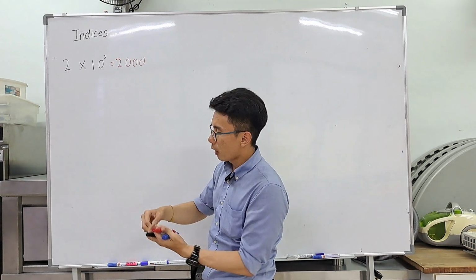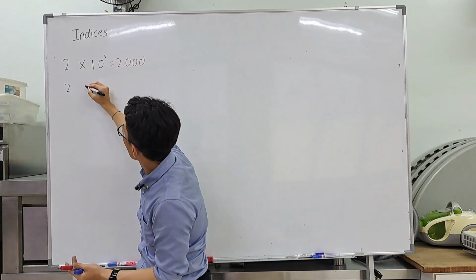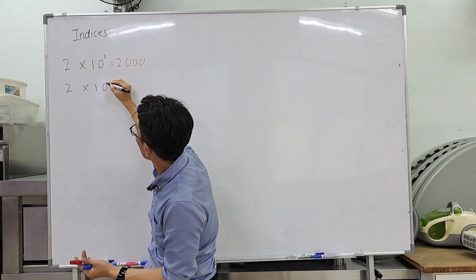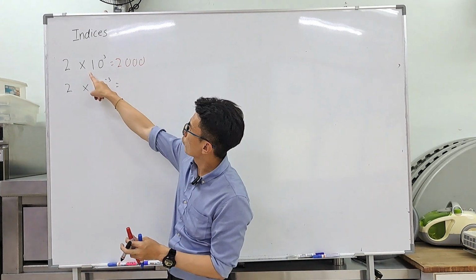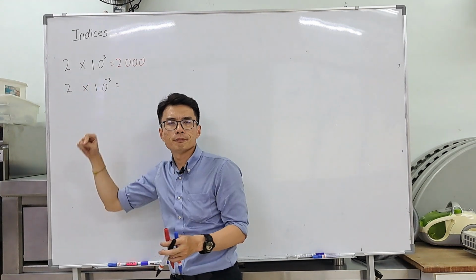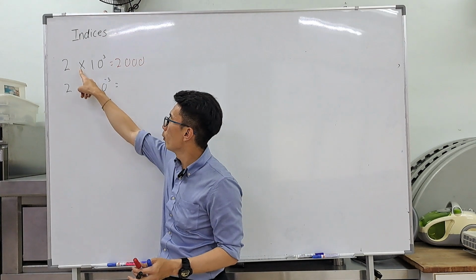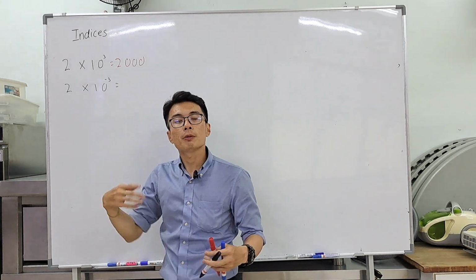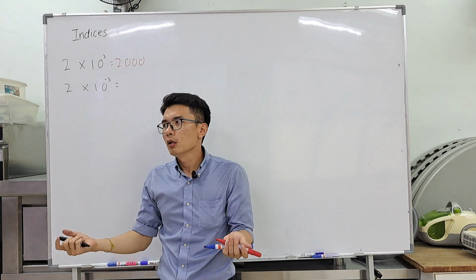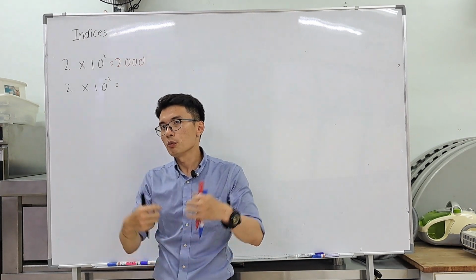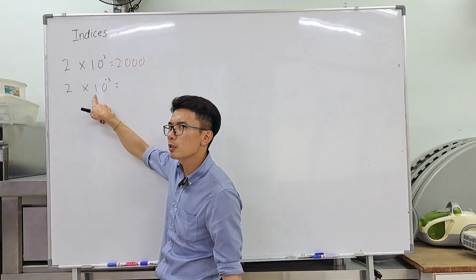However, I can also write my question like this: 2 multiply 10 to the power of negative 3. Now take a look at the top question and the bottom one. Both of them are multiplication operations. So when we are multiplying a number, we should expect to get a bigger number, right? However, this one is different.